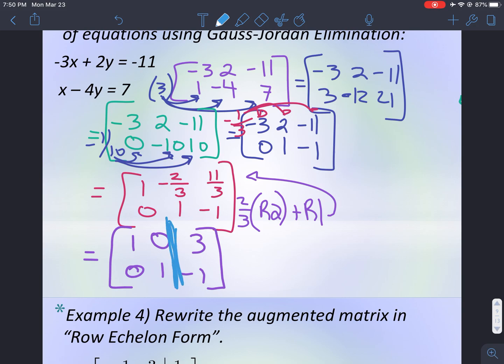And remember that this first column represents x, and this second column represents y. So that means x is equal to 3, y is equal to negative 1.